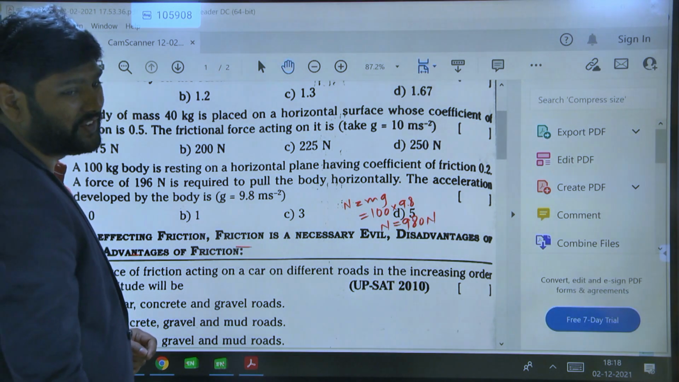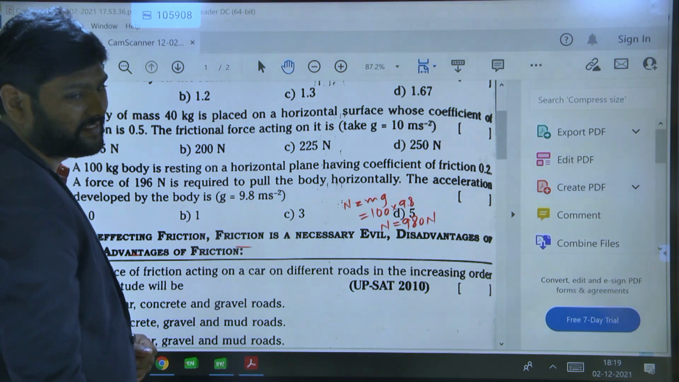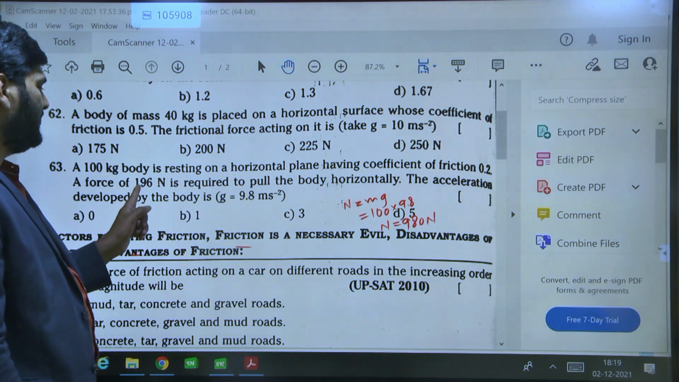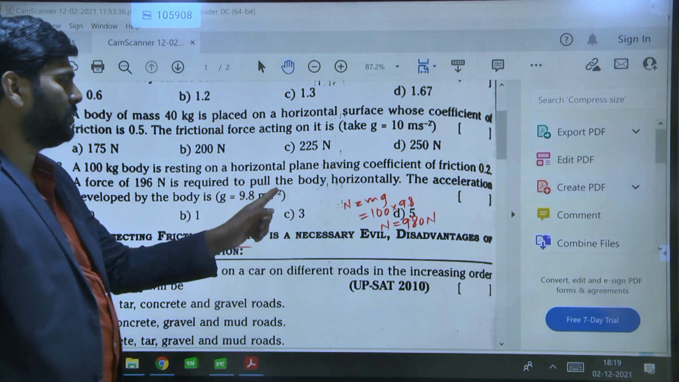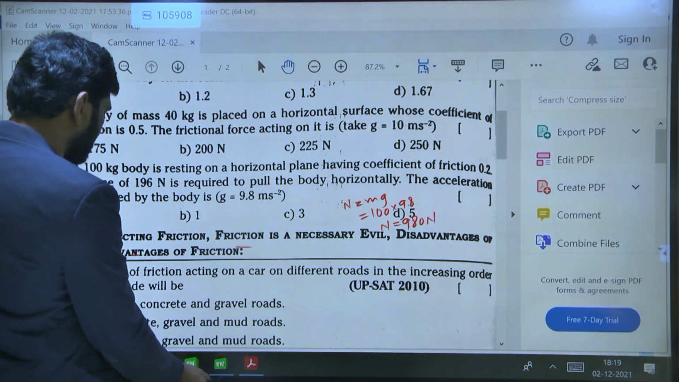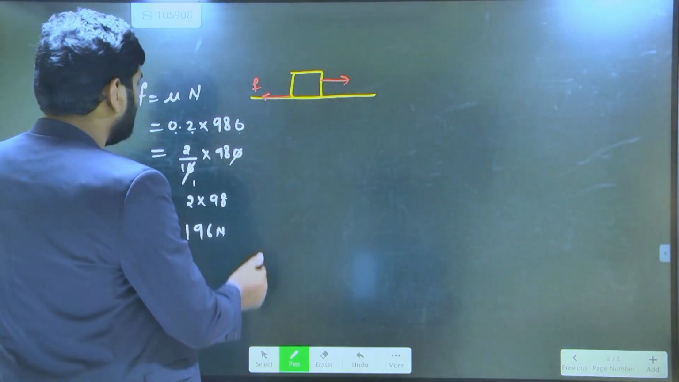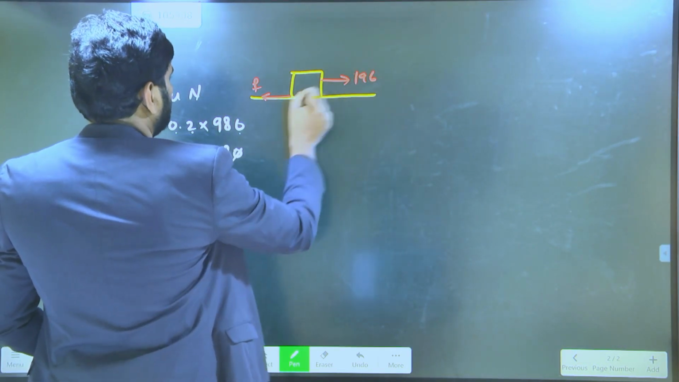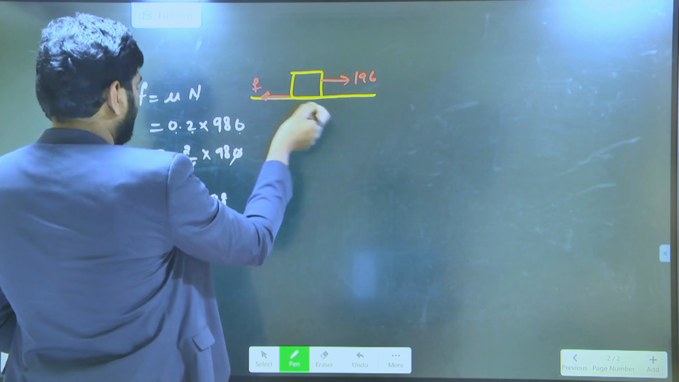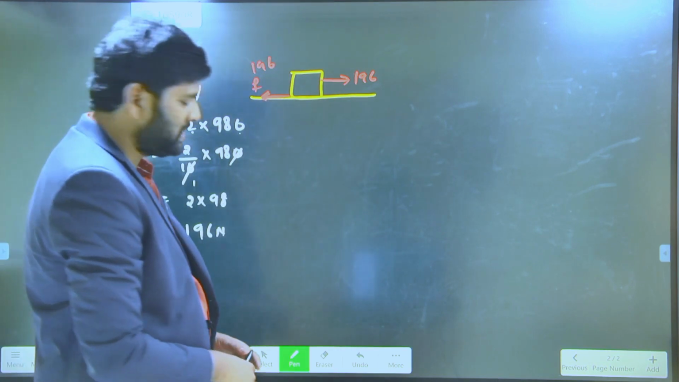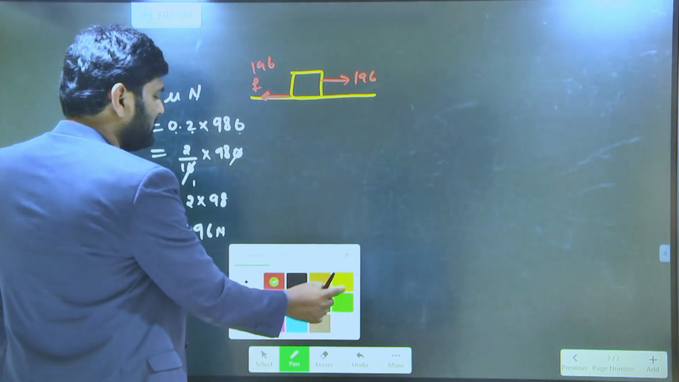How much is the applied force? A force of 196 Newton is required to pull the body horizontally. Then they are asking the acceleration. So what is the acceleration then? In this direction, how much is required? 196. In this direction, how much is acting? 196. So what is the total net force?